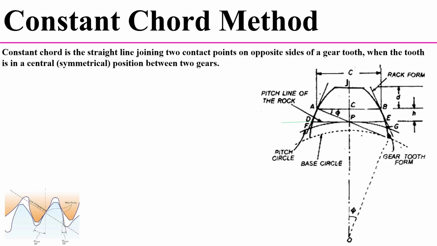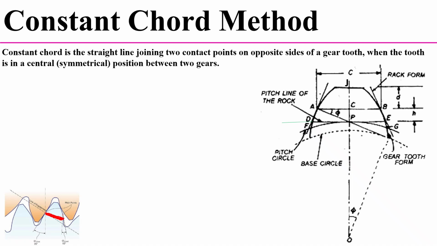Let's see how to draw the constant chord. The constant chord is the straight line joining two contact points on opposite sides of a gear tooth when the tooth is in a symmetrical position between the two gears. Schematically, here I have to observe this symmetric position when the gear is contacting the opposite side.